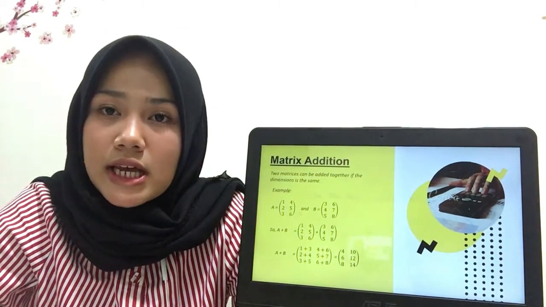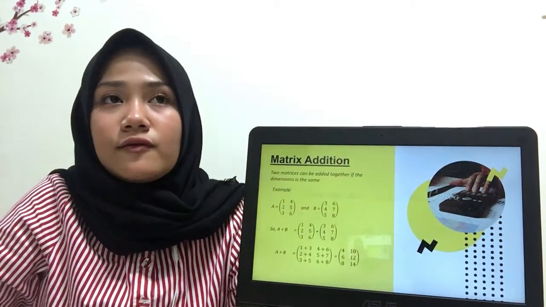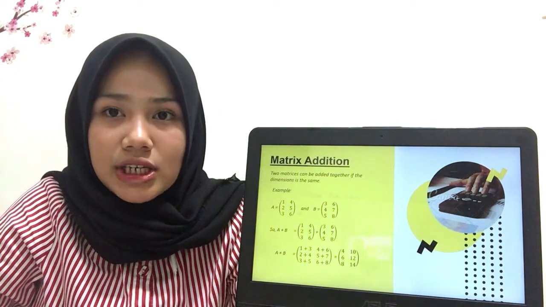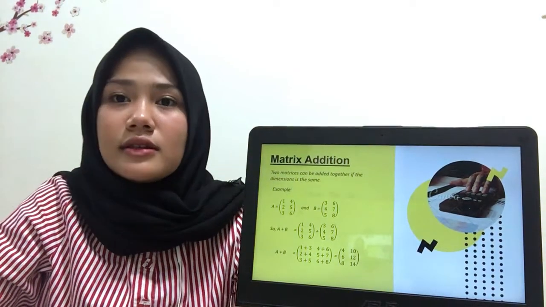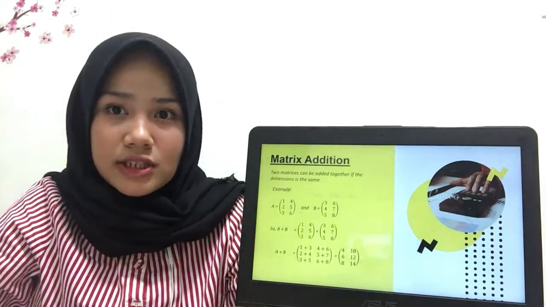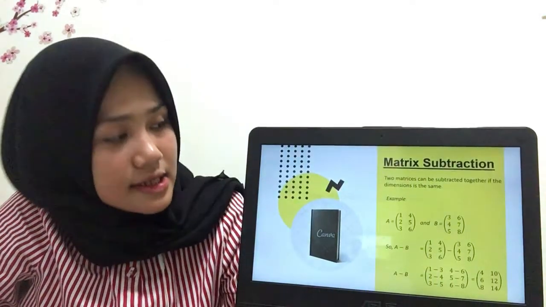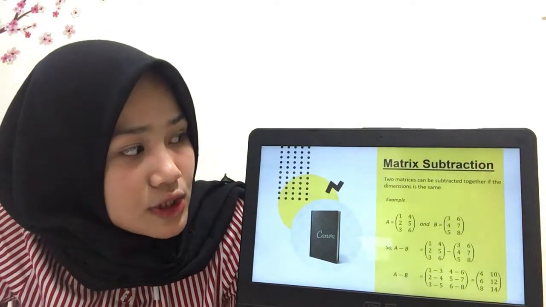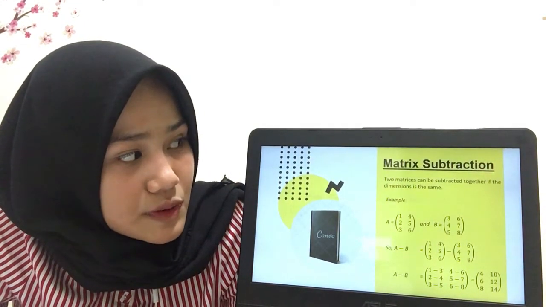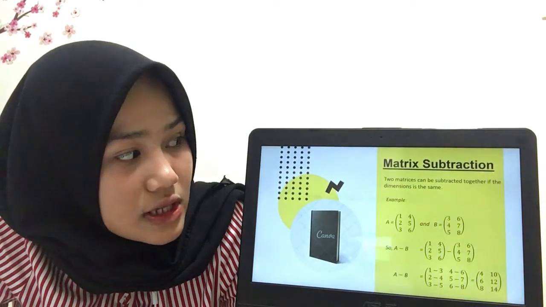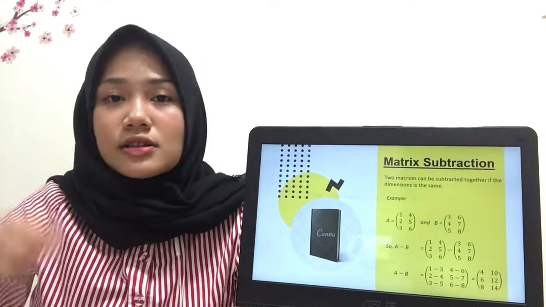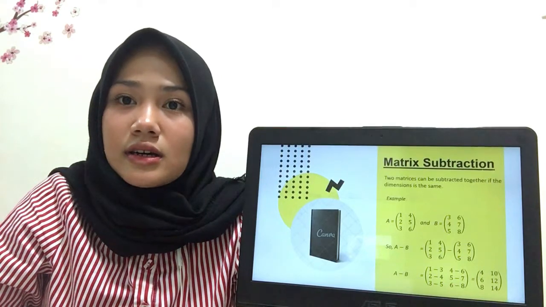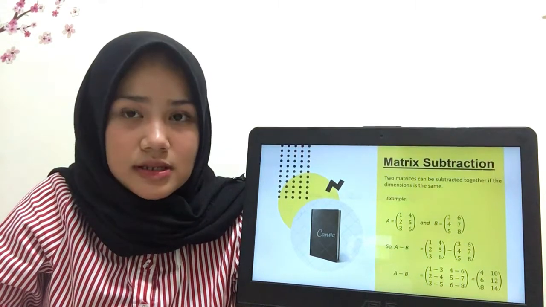So the matrix addition we can do if they have the same dimension, and we add the elements in the same position. Next is matrix subtraction. Two matrices can be subtracted together if the dimension is the same. So the subtraction of matrices is similar to matrix addition.